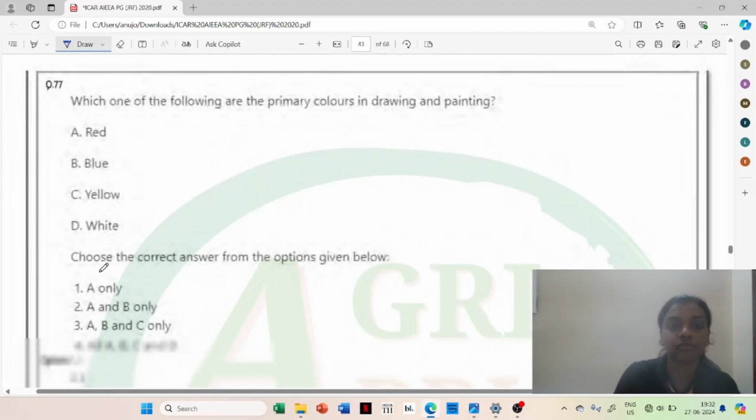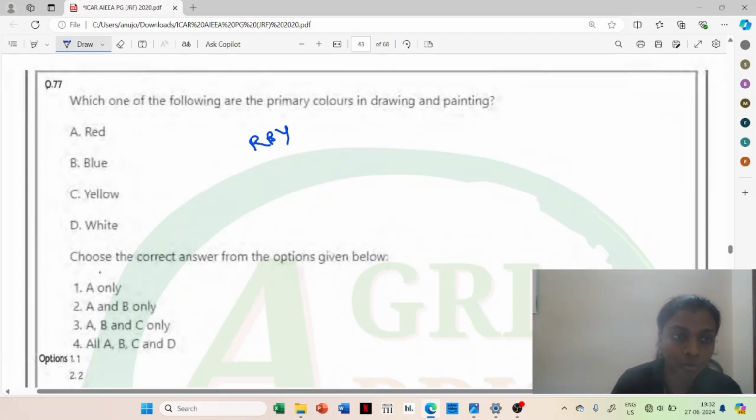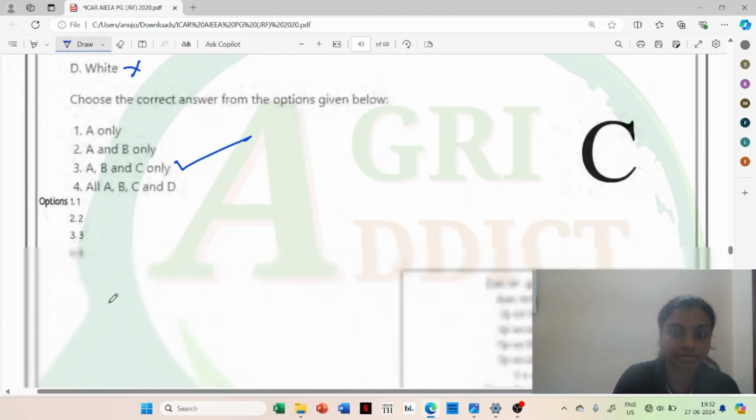Next question. Which one of the following are the primary colors in drawing and painting? We already saw the color wheel. In that, we remember the primary colors are red, blue, and yellow. Always remember RBY. Here the options are red, blue, yellow, white. White is not a primary color. So RBY, A, B, and C only. The option is the third one.